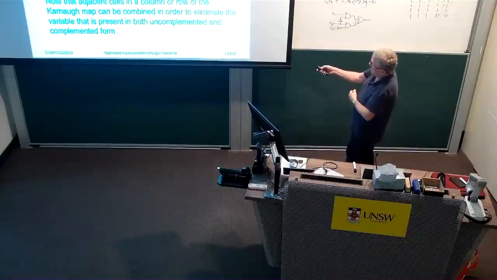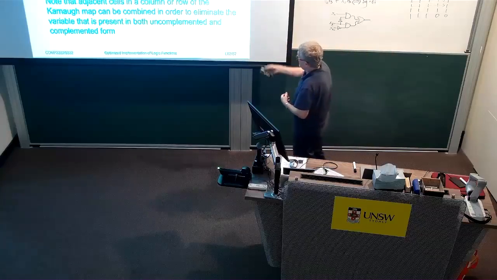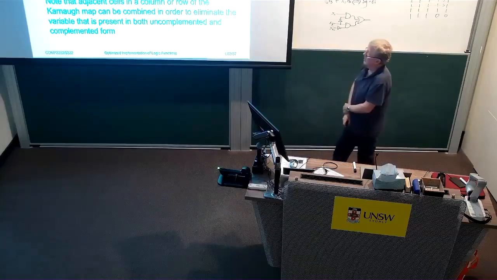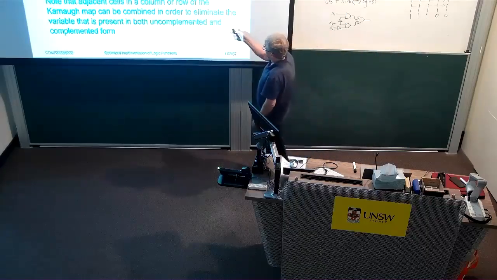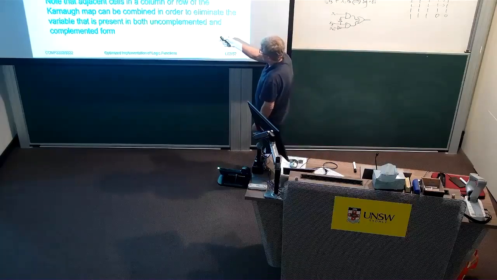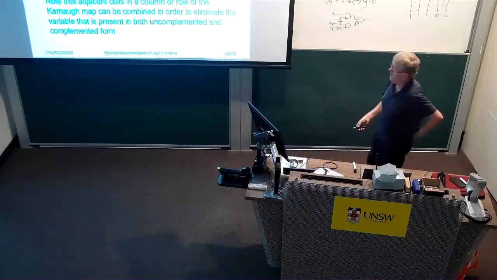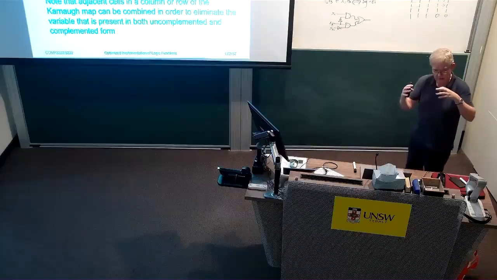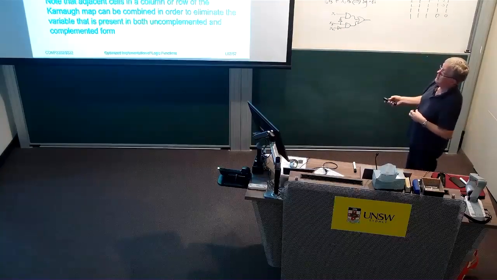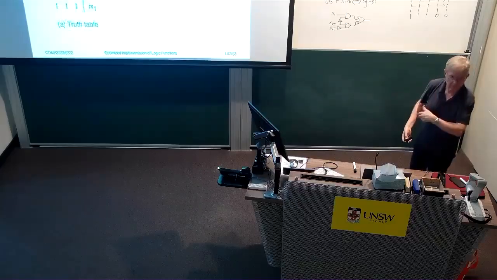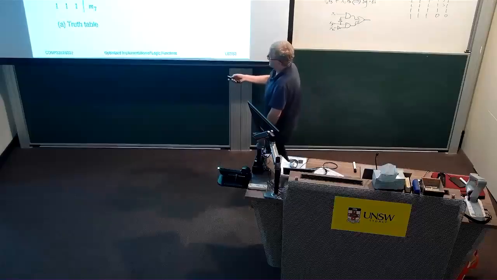Similarly, the two ones down at the bottom could be combined because they're next to each other. They represent two minterms, not x1, x2, and x1, x2. So x1 can be eliminated. That row then corresponds to the row where x2 is 1, or x2 being true. Okay, so we can use the fact that neighboring cells can be combined to systematically eliminate those variables. We don't have to use the Boolean algebra.